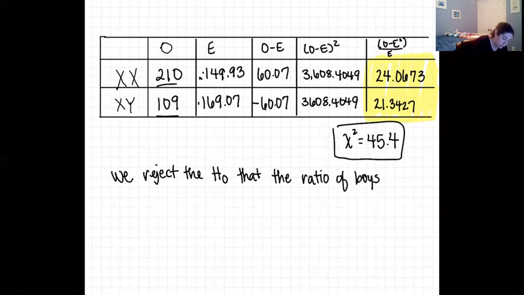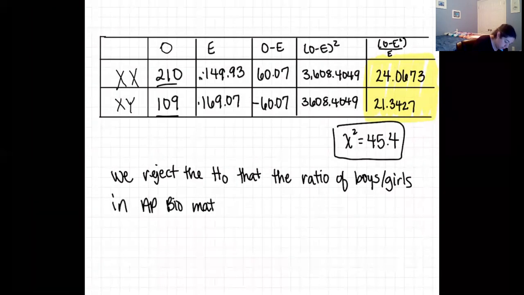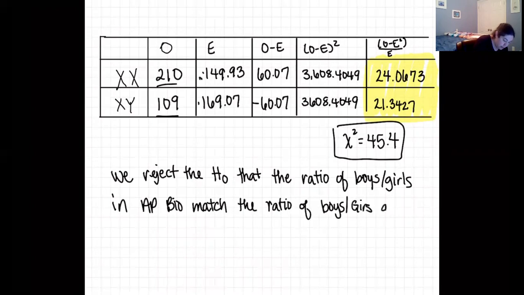in AP Bio match the ratio of boys to girls at Round Rock High School. Okay, so first we reject that null hypothesis. And we've got to back it up with evidence. Why are we rejecting it?